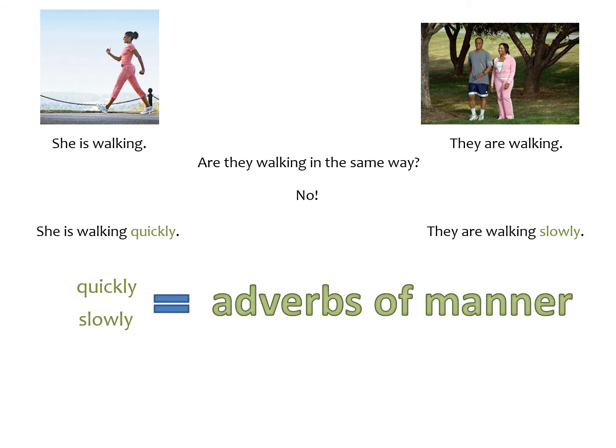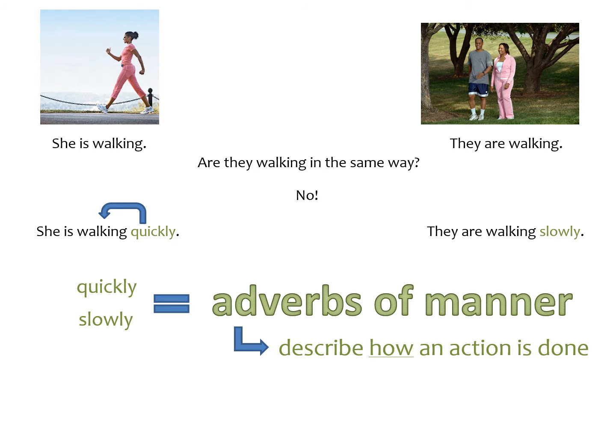We use adverbs of manner in order to describe how an action is done. So if we look back at our sentences, we see quickly describes how the woman is walking. Slowly also describes how the couple is walking.